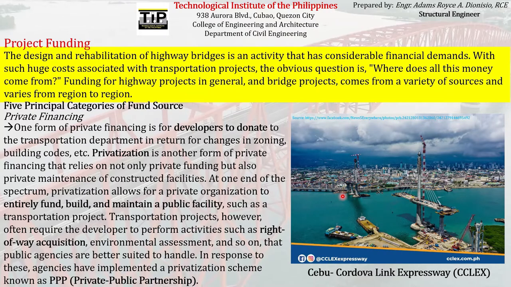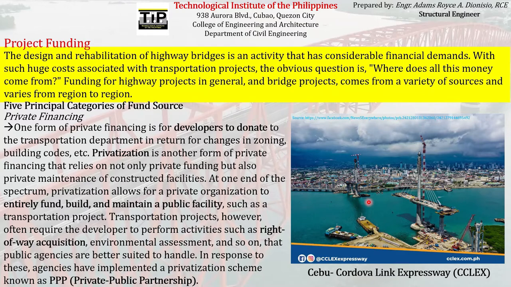In a PPP project, usually a private entity entirely funds, builds, and maintains a particular infrastructure project for a certain period of time, say for example 20 years. And after that time, after the private entity has gained enough profit to get back the capital it used to construct the project, the ownership and operation of the project will be transferred to the public agency.